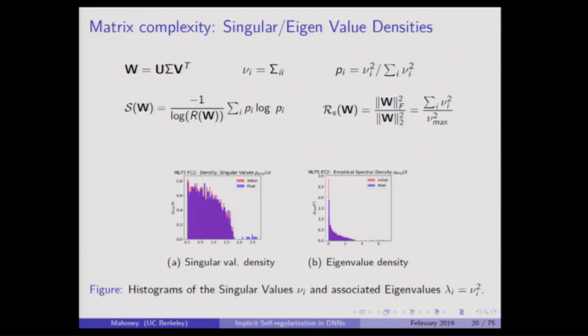Is this thing low rank? I mean, that captures some Frobenius mass. It doesn't capture 95% of the Frobenius mass. It might capture 10. Those are the most important directions. But it's not low rank in the sense that we usually use the word.